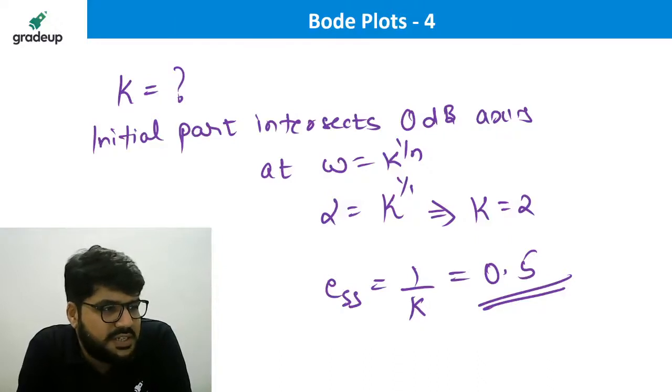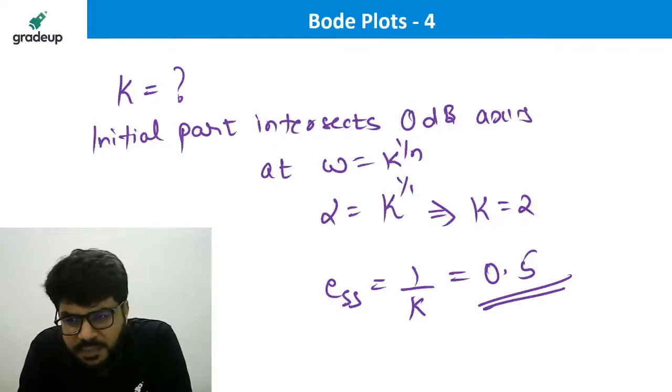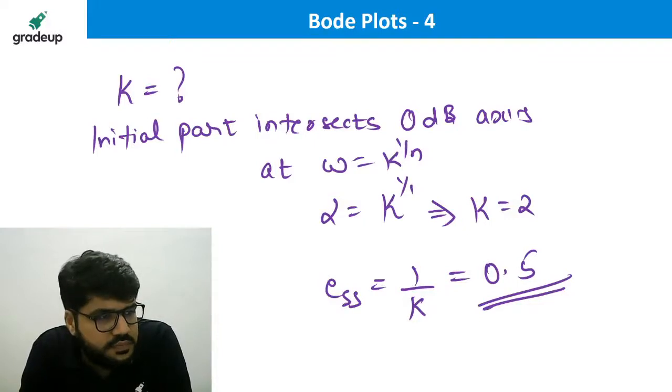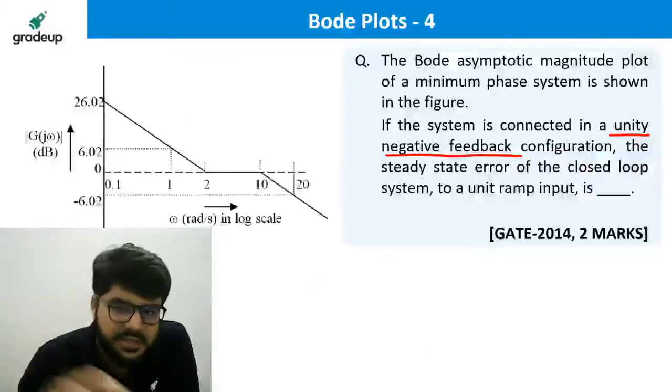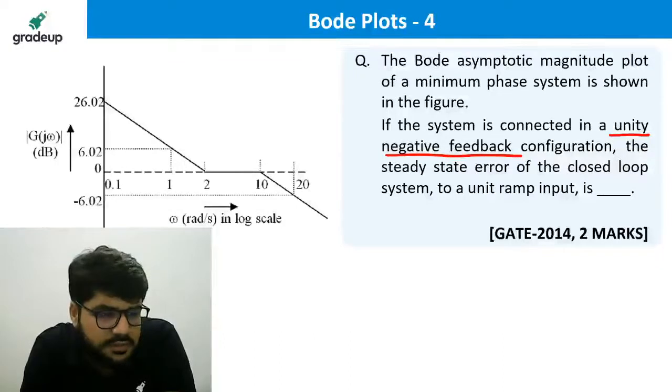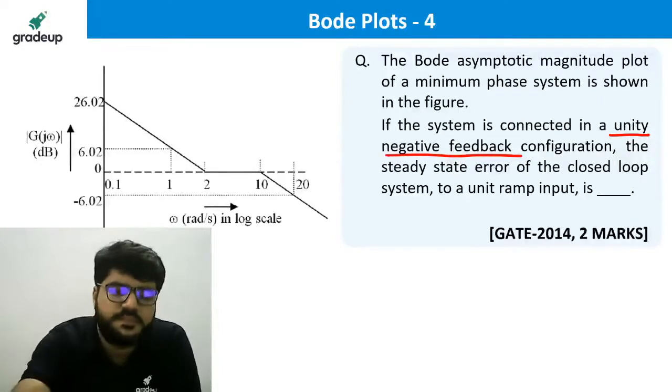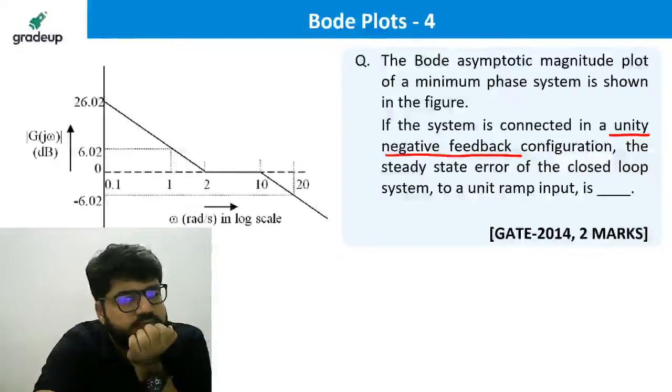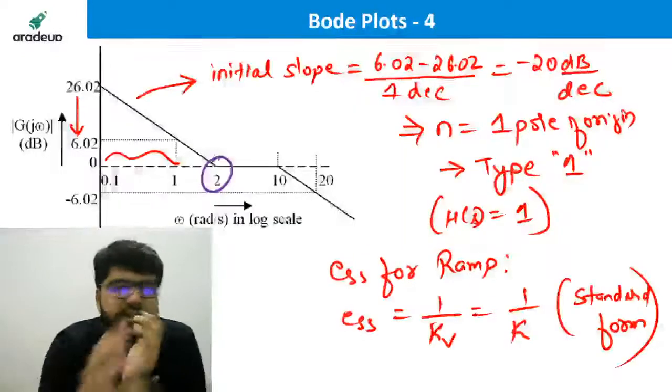Because it is a type 1 system, that is why they have asked for the ramp input. If it was type 0, they would ask for the step input, and for type 2, they can ask for the parabolic input. Okay. Take the screenshot for this. Calculation of the steady state error by the Bode plot. Take the screenshot. Next screenshot.